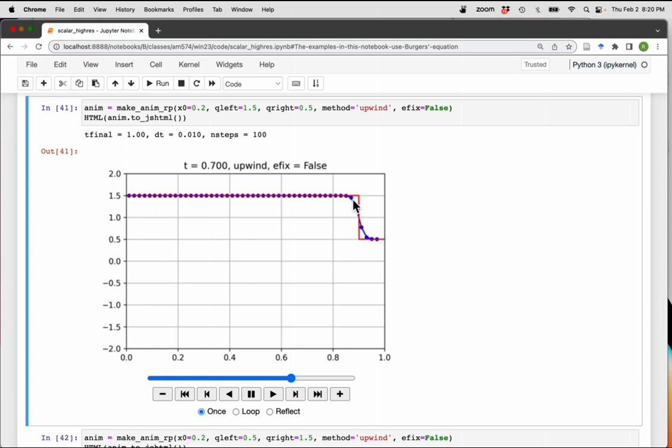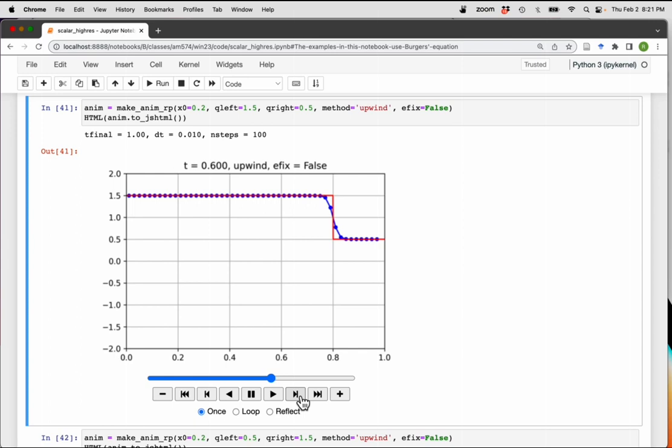And in fact, if you look at this, go back to the beginning, although it smears out a bit, and this discontinuity is kind of smeared over a couple of intermediate grid cells, it never really smears out more than that. And if you remember when we looked at the advection equation with the upwind method, it tended to get more and more smeared as time goes on.